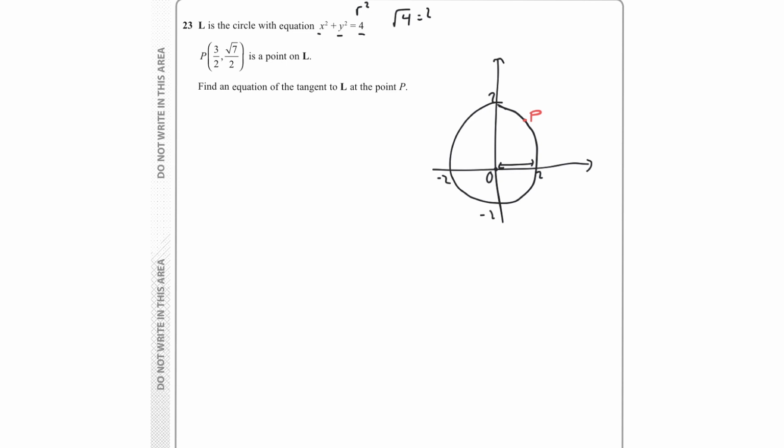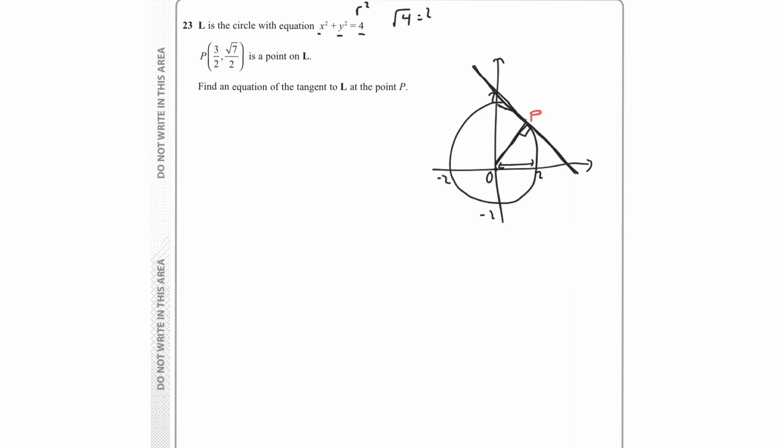So what we're going to do is work out the equation of the tangent. The reason why I have sketched it out is because it will make it make sense. A tangent, when it comes to circles, is a line that is perpendicular to the radius of the circle. It's a line that touches the circle. So if that's our radius, that's our tangent.